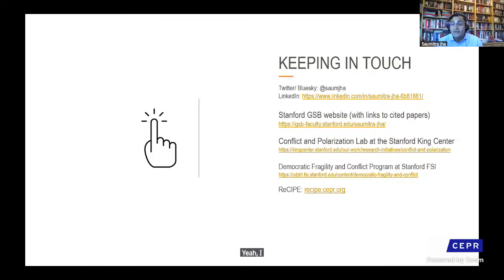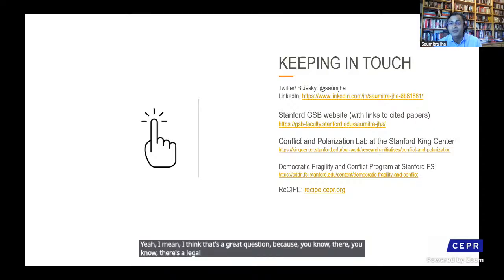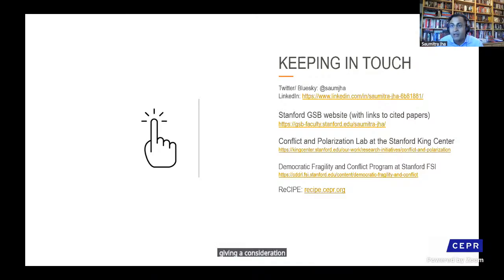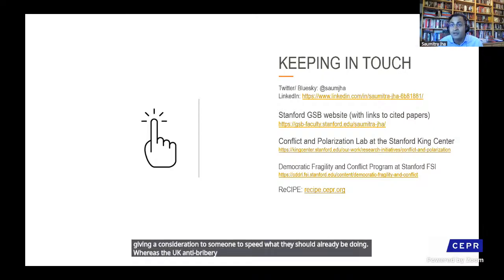Yeah, I think that's a great question because there's a legal definition of corruption. In the United States, there's the Foreign Corrupt Practices Act, which I think is in abeyance at the moment, which actually allows for things like speed payments, basically giving a consideration to someone to speed up what they should already be doing. Whereas the UK anti-bribery statute and that of the European Union and other places actually bans even that activity.